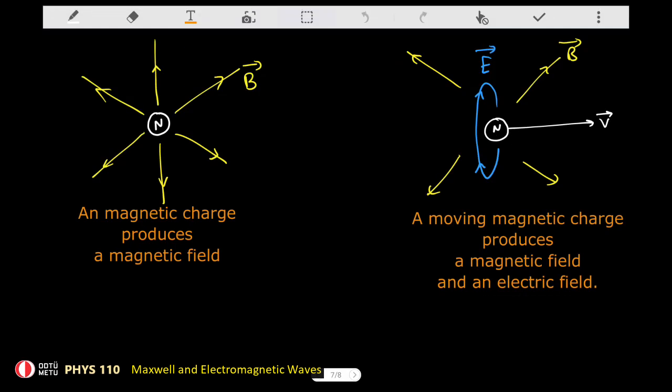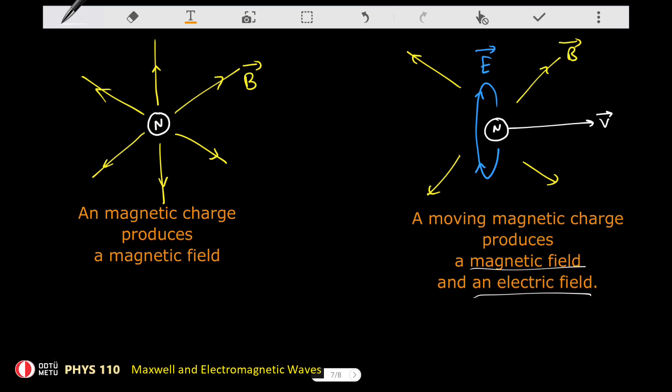All right, what happens for the case of a magnetic charge? Let's start with this. A magnetic charge produces a magnetic field, so that's what we are postulating. We are assuming that that's the case. But if the magnetic charge is moving, in that case, it would produce not only a magnetic field, which it normally produces, but it will also produce an electric field.